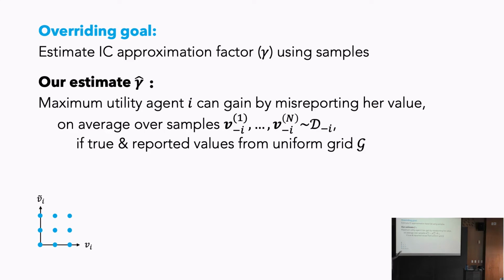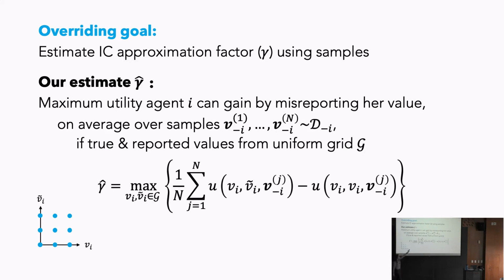So here's an illustration where we'd have the bid along the y-axis, the value along the x-axis, and we have some uniform grid of this type space. And now I can just rewrite our estimate gamma hat to be the maximum over any value and reported value in this uniform grid of the average difference between the utility of the strategic bid and the utility of the true bid. So that's our estimate.